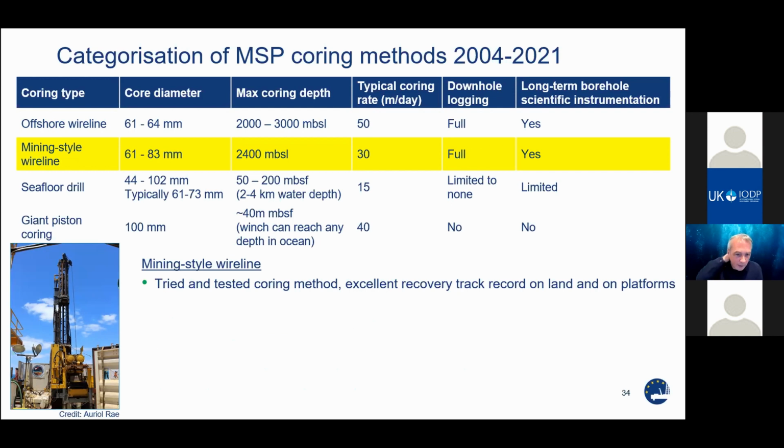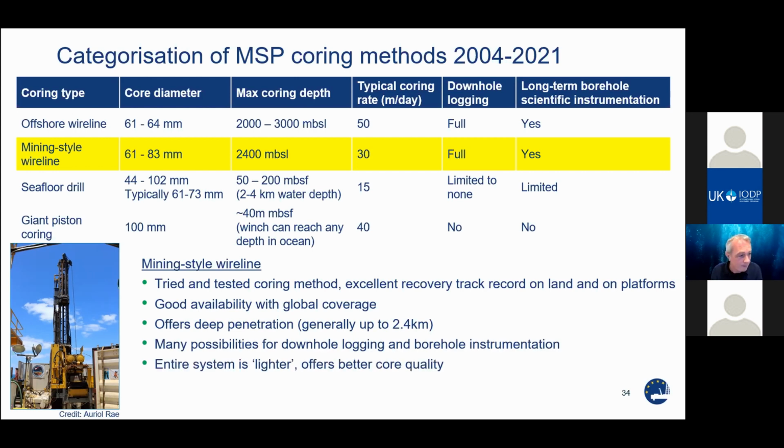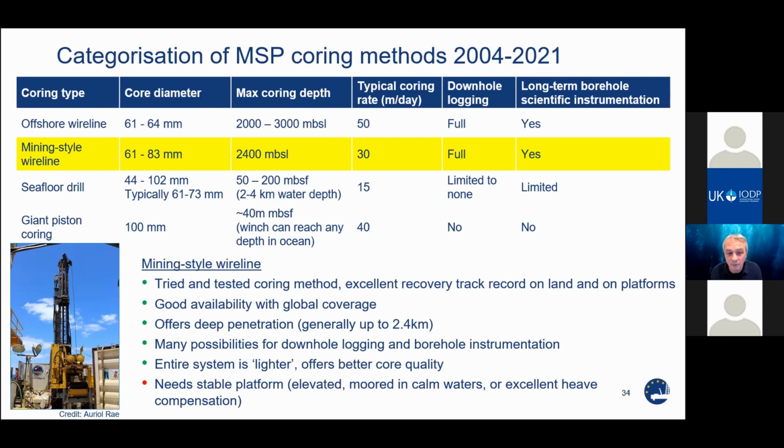Like offshore wireline coring, these are proven coring systems. They are generally available, and due to their smaller size, they're much more easily transportable around the world. The penetration is good for MSPs, as I've said, and like offshore wireline, you have that borehole access to run and install other tools and equipment downhole. As I explained earlier, the entire system is lighter, so that offers several benefits for core recovery. But to gain these advantages, you need a stable platform. So that's most likely an elevated platform, but also potentially a moored platform in calm waters.